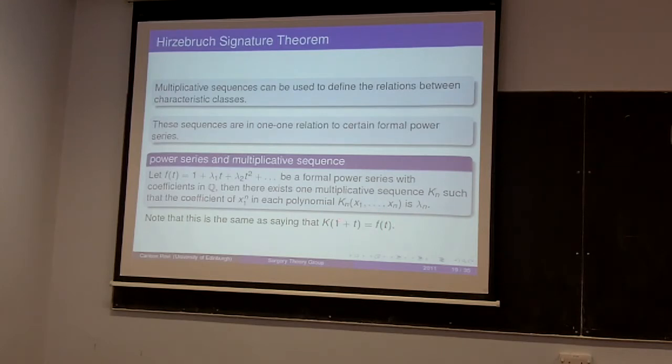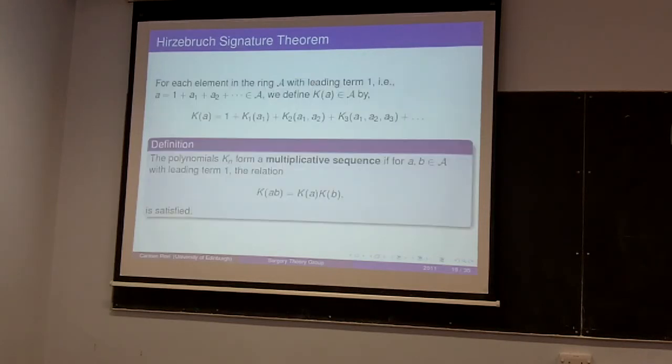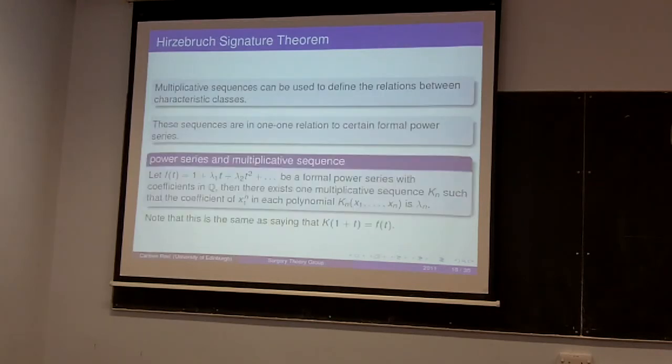So, we recall our definition of K of a here. So, if K of 1 plus t is equal to the formal power series, then we have a relationship defined.